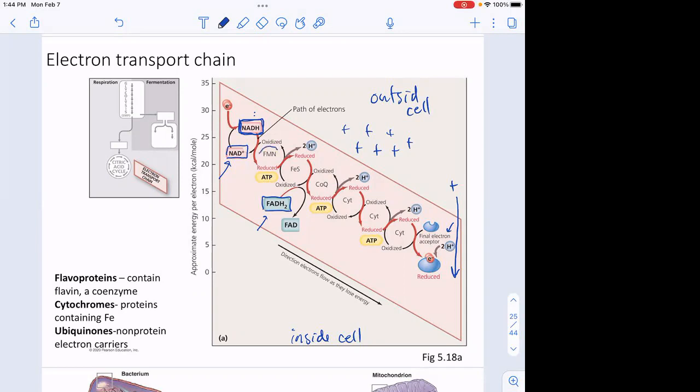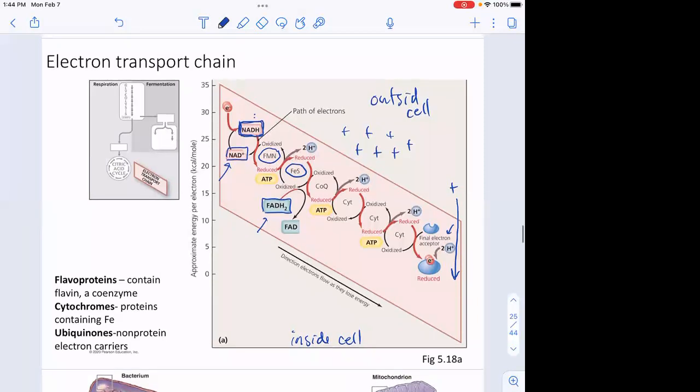What about these electron carriers? Don't memorize those because they are different depending on the organism. In general, what can we kind of say about them? You should recognize the main classes of molecules that serve as electron carriers. So down here, here's an example of our electron carriers. Some of them are flavoproteins, like this flavin mononucleotide, the first one here. What's a flavoprotein? It contains flavin, which is a coenzyme.